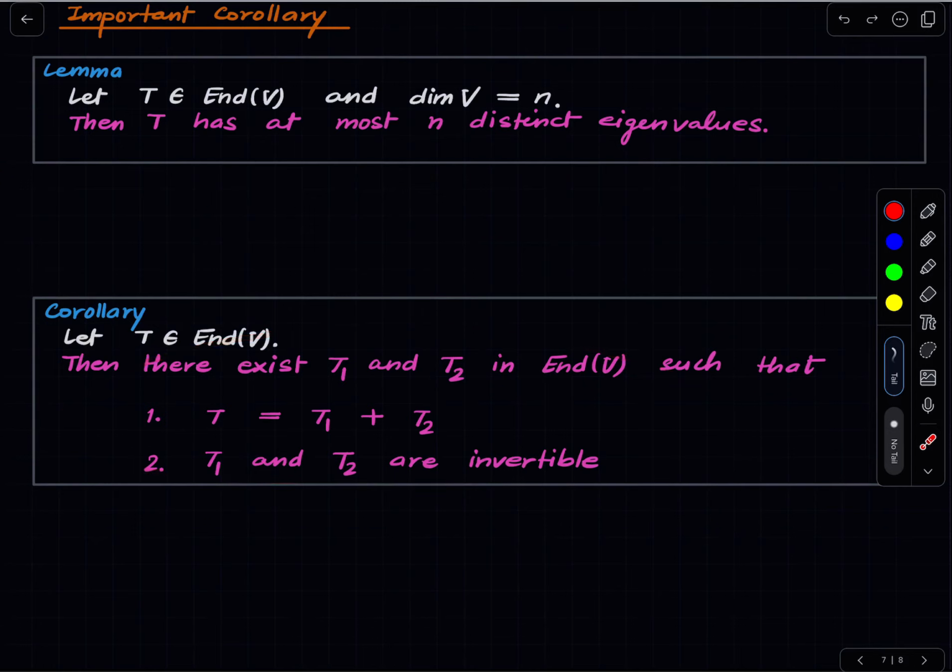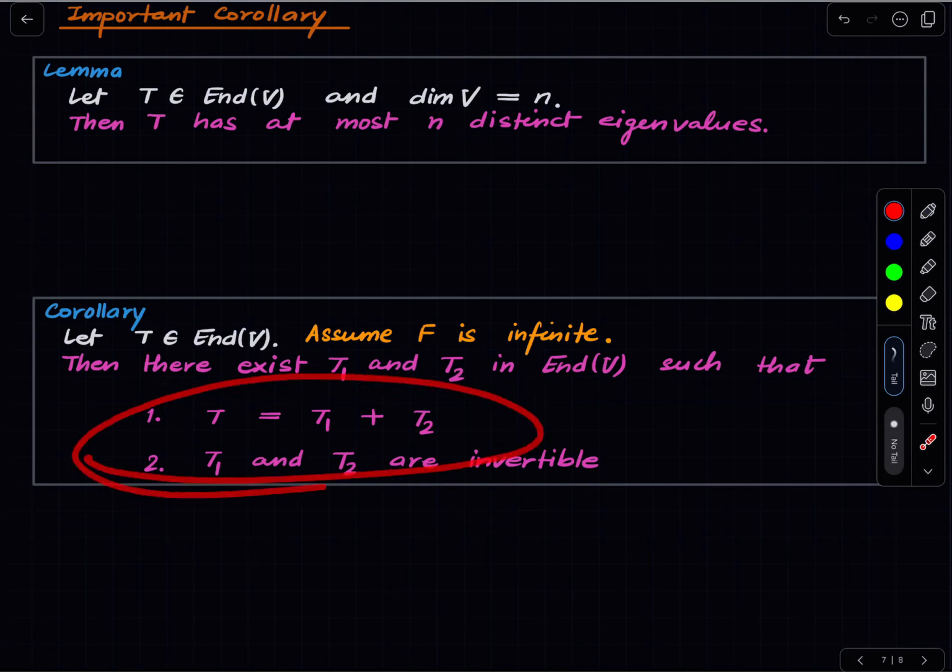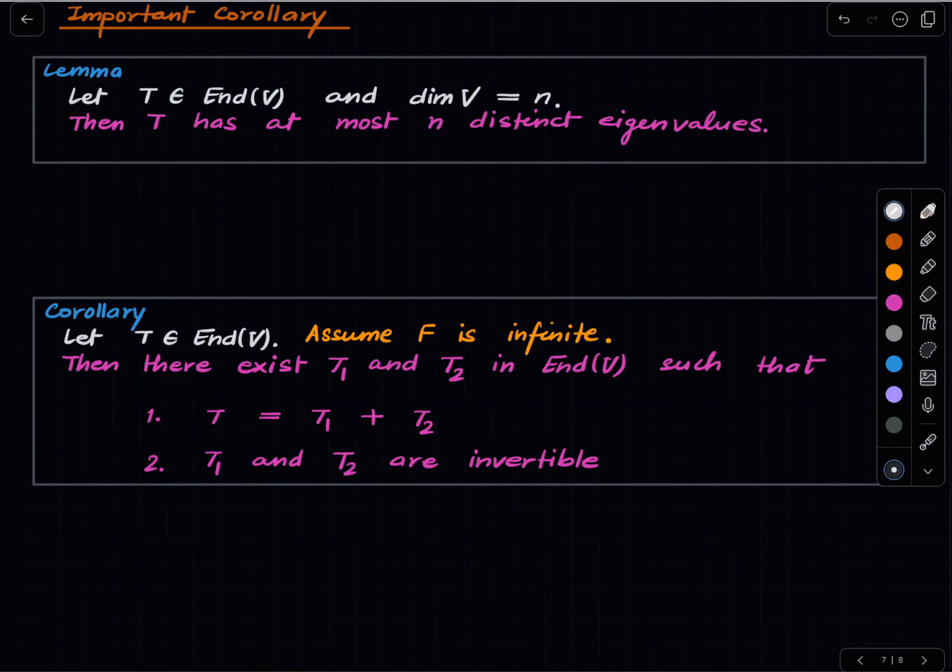Well, here we need the infinitude of the field. So assume the base field is infinite, at least for the proof we will need it. So for instance, you can take real or complex or rationals. So let's try to show this. So we have been given T, an endomorphism on V. There are only finitely many eigenvalues of T. So pick some lambda which is not an eigenvalue.